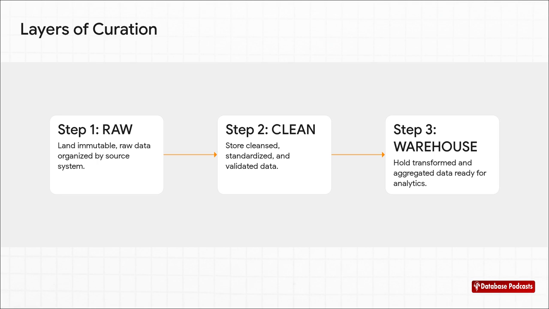A really common best practice is to have at least 3 main folders. First, a raw folder. This is where data lands, completely untouched, organized by where it came from. This data should never, ever be changed. Next, a clean folder, where you've taken that raw data and standardized it, validated it. Finally, you might have a warehouse or transformed folder, where data is aggregated and modeled, all ready to be used by your analytics tools. This layered approach is what brings order to the chaos.